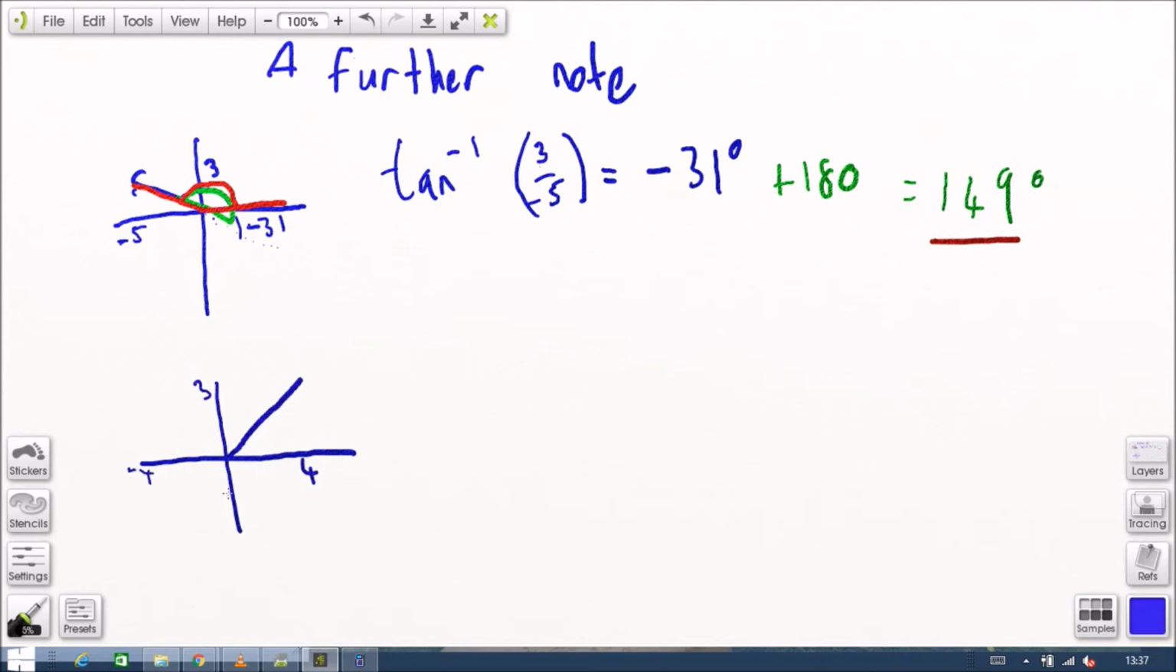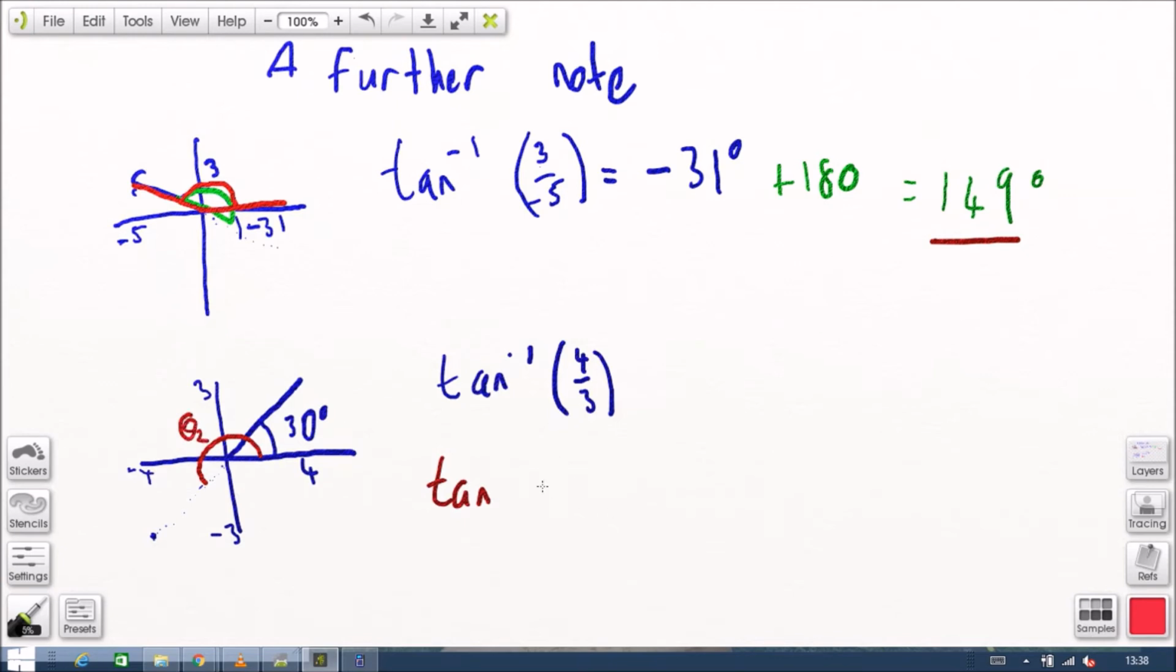Here's the example from before, and if I just make both those numbers negative, so instead of being 4 plus 3i, we'll have negative 4 minus 3i. The original angle was 30 degrees. We got that from taking the inverse tan of 4 over 3.